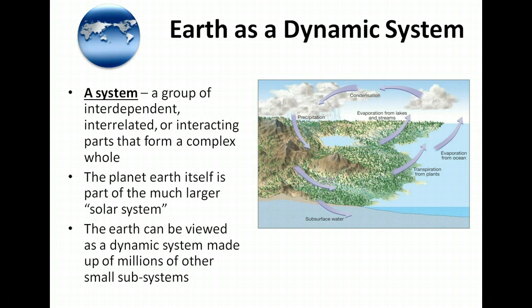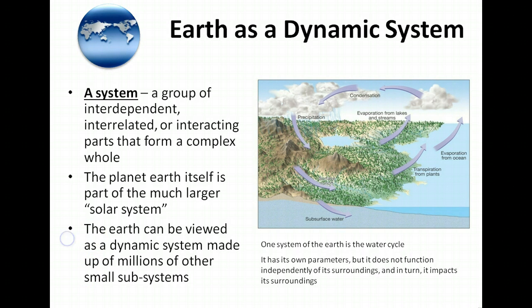So the first thing we're going to look at is system, and we're going to be looking at a lot of systems in Earth and space this year: the solar system, the rock cycle, the water cycle, weather systems. Systems are parts that are interrelated that form a complex whole. One system is the water cycle. It has its own parameters, meaning that it has different events that happen, such as condensation, precipitation, evaporation, but it does not function independently. Okay, and so because of that, it's called a system.